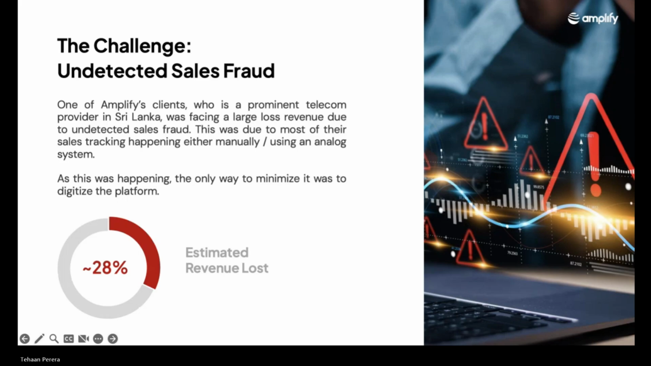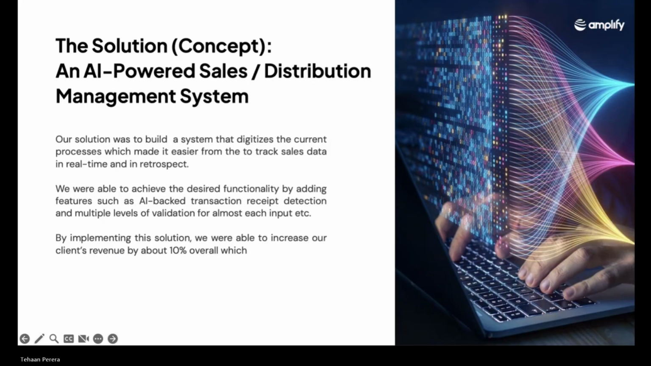Our goal was to develop an AI powered fraud detection system that could scan their sales data continuously and flag suspicious activities before any real damage could occur. So basically, it was built to digitize the current processes that they were doing manually. And this made it easier for them to track sales data in real time, which was very, very helpful for them. And Agile as a software methodology helped us a lot throughout the way.